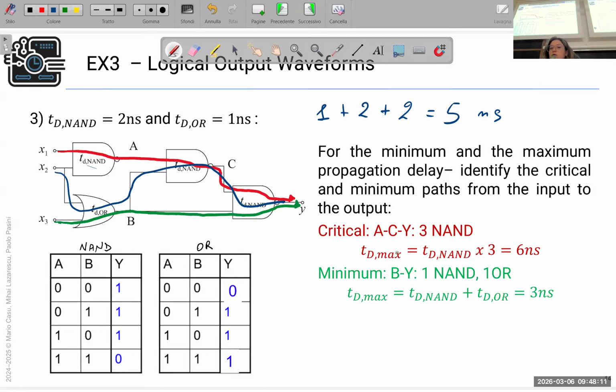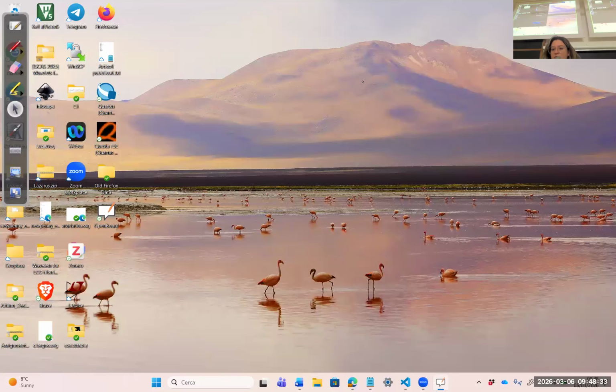No. Okay. So, did you agree with me that this is the longer and the green is the shorter? Okay. Now let's go to the last exercise. What time is it? Sorry. Okay. We have 10 minutes, so short.